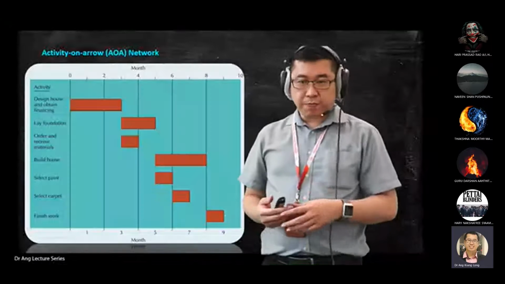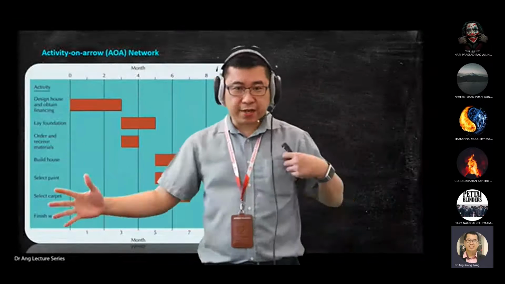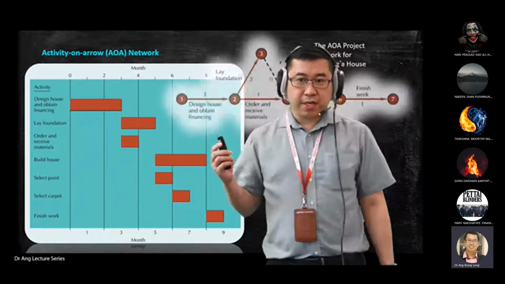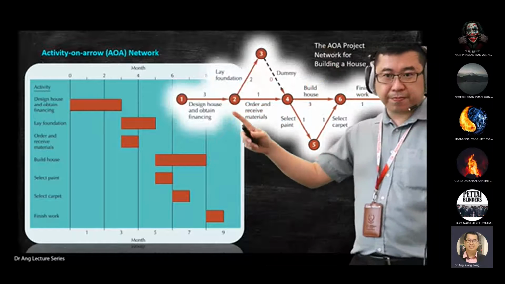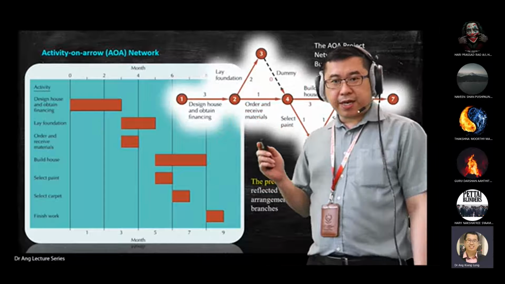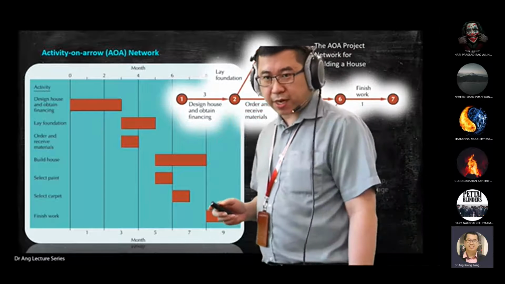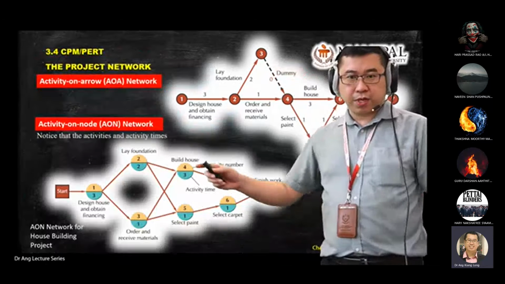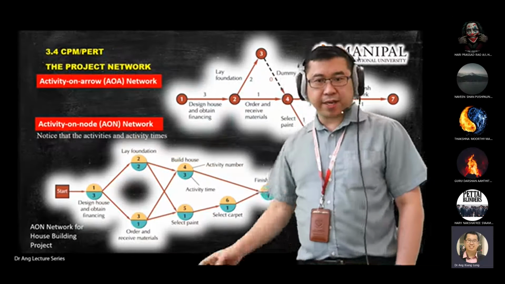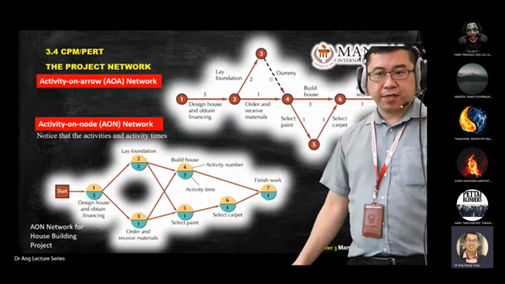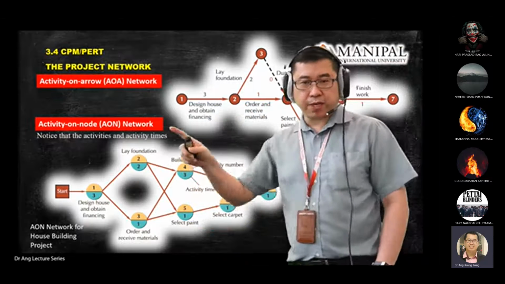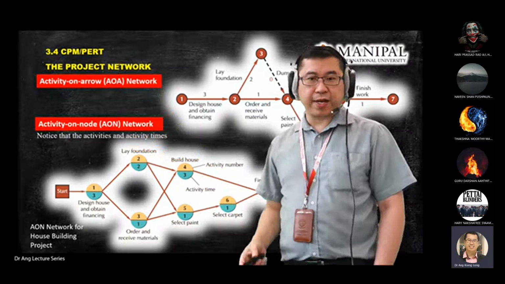Okay, recap what we have covered. Previously we converted a Gantt chart into an AOA diagram like this one. And besides AOA, we also introduced you to the AON network. So we have introduced two diagrams or two networks, the AOA network and the AON network.